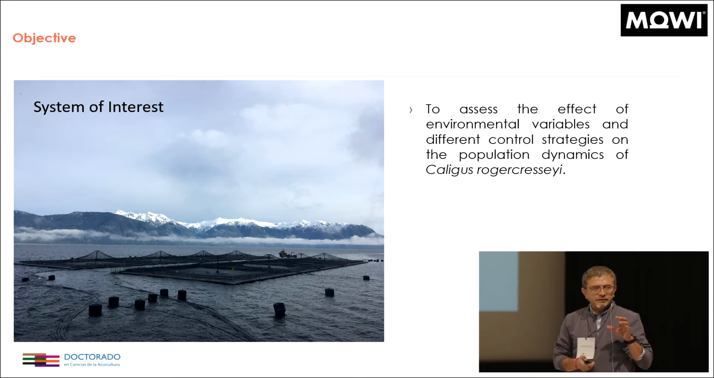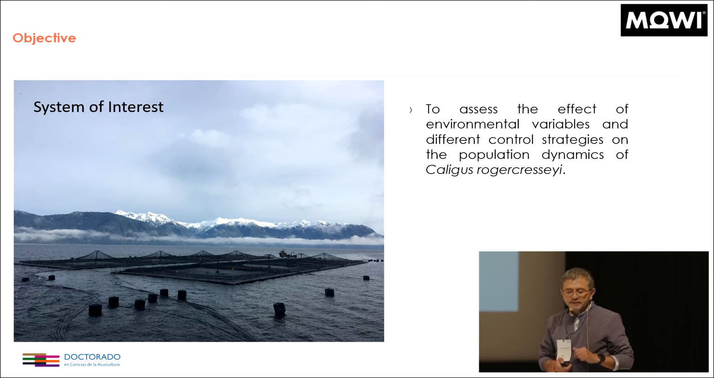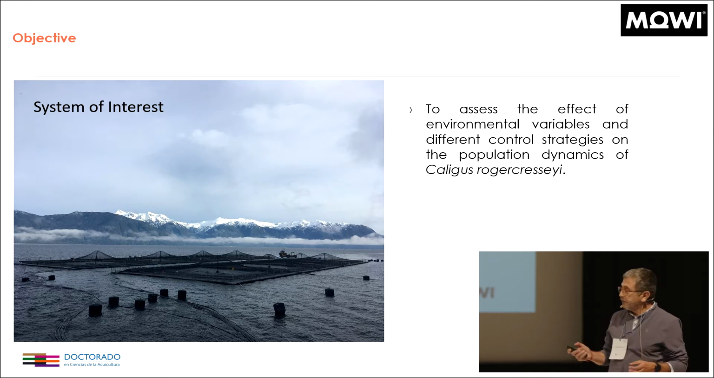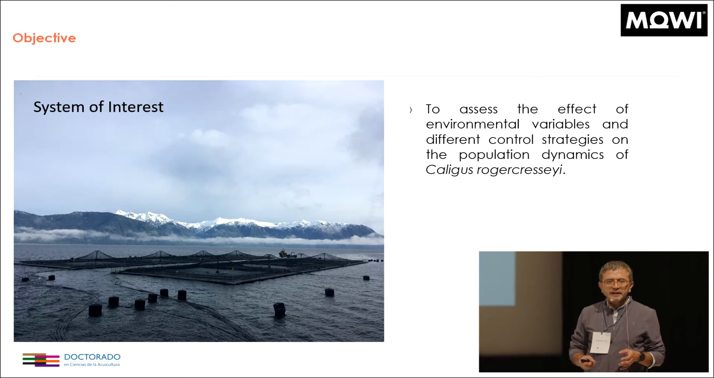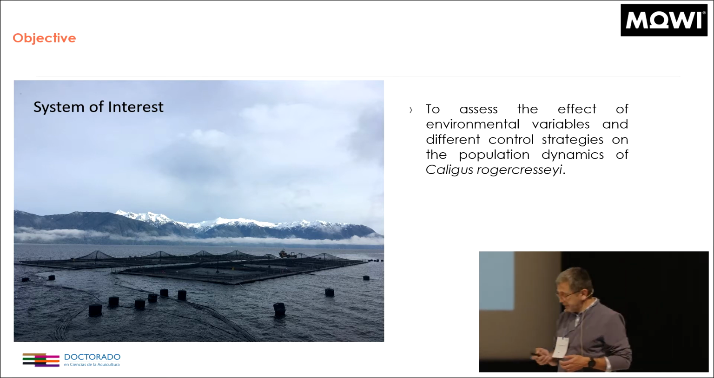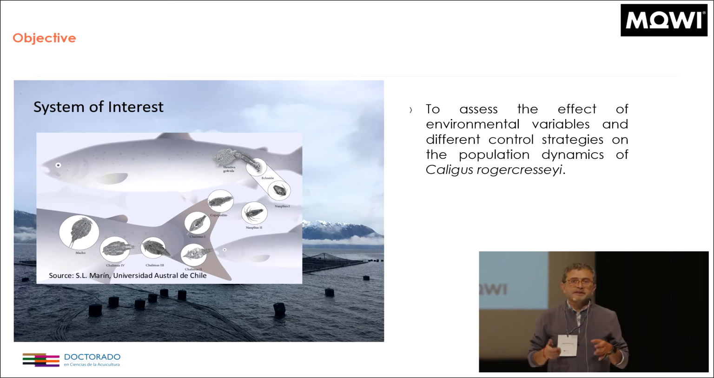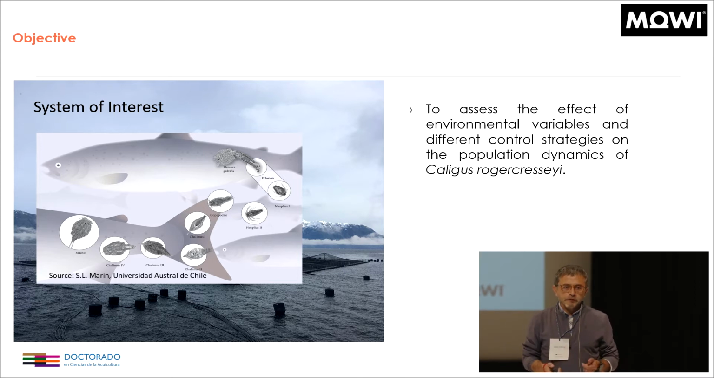In system analysis, first of all, it was necessary to conceptualize what the system of interest is. In this case, it is the site with the fish, with the environmental variables like temperature and salinity, with sanitary and productive practices. And besides, with our lice, our Caligus, that are produced in the same site and also come from the neighborhood sites.